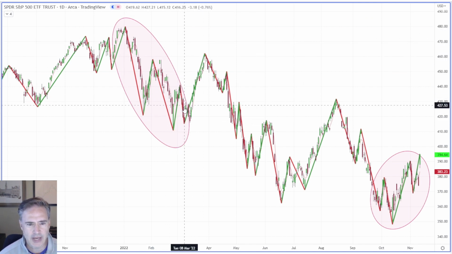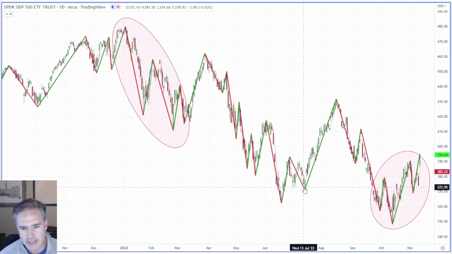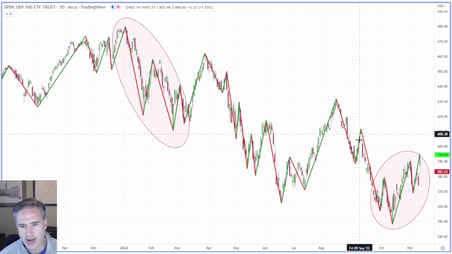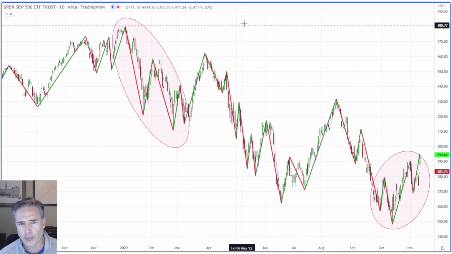We've made a high, you see how we made a higher bottom and a higher high, but then turned down. And then we did the same thing here. And then we did the same thing. We made a higher low and then a higher high, and then we turned down. This is the first time we've actually completed the reversal of the trend. So I wanted to point that out.